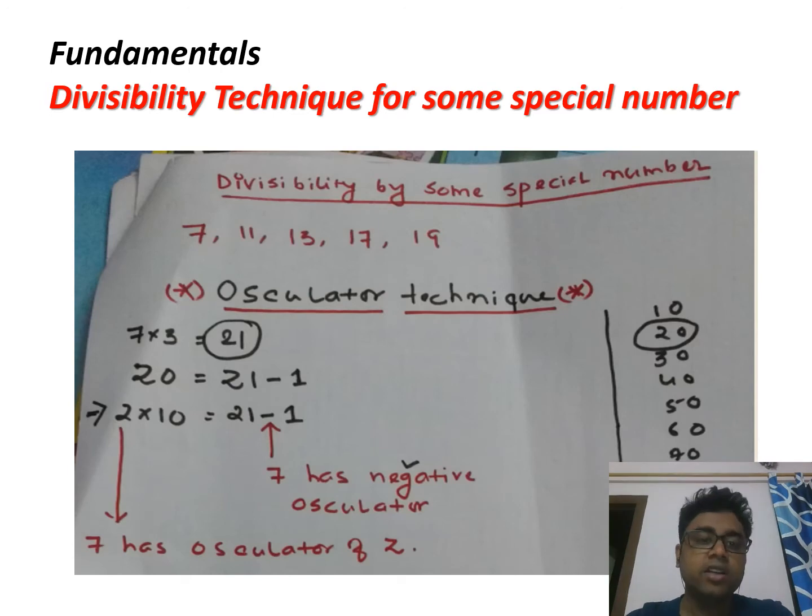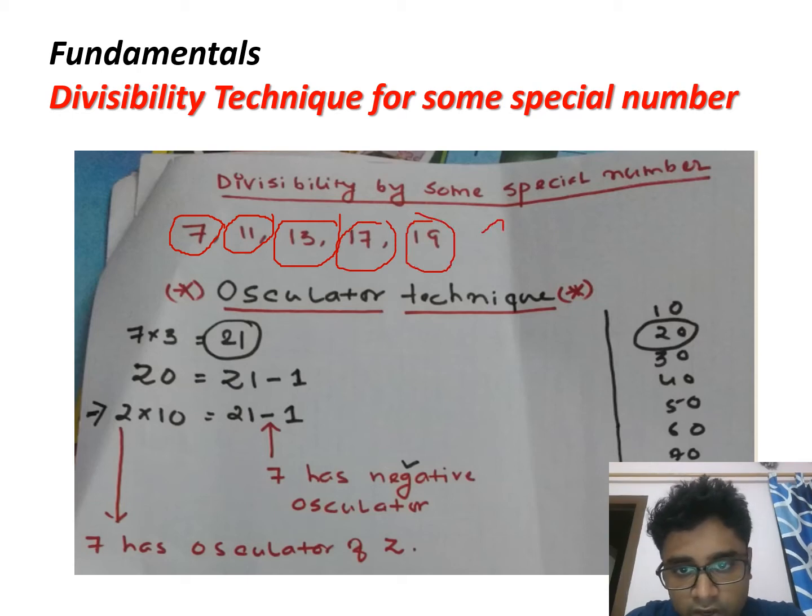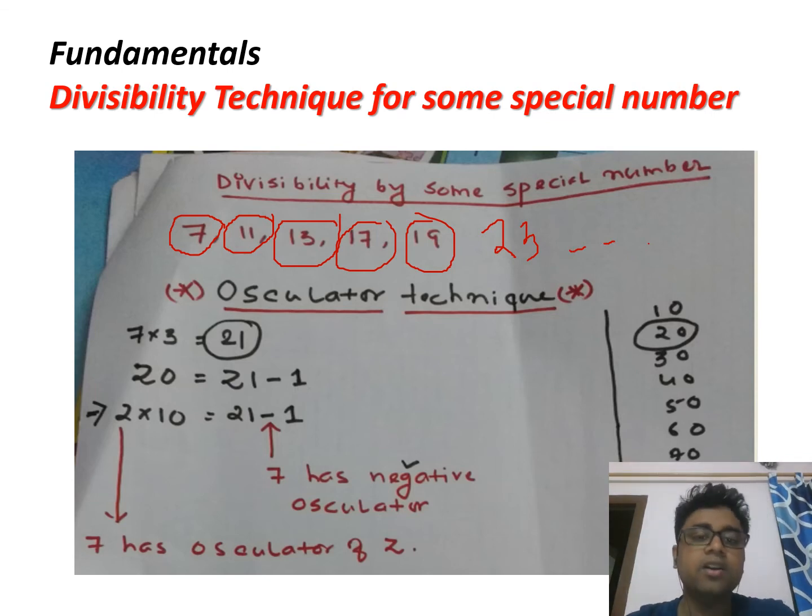Now we will check the divisibility of some special numbers, the prime numbers: 7, 11, 13, 17, 19, 23 and so on. For knowing whether a number is divisible by 7 or 13 or 11, we need to know a technique which is called the osculator technique. For the osculator technique, we need to know the osculator of a particular number.